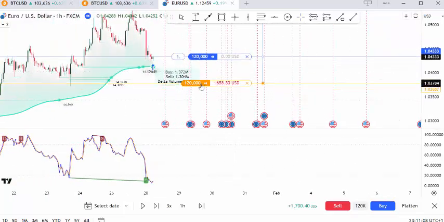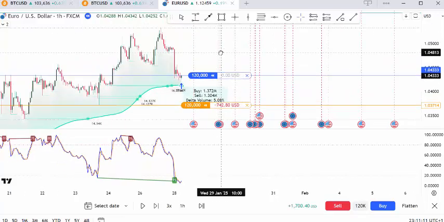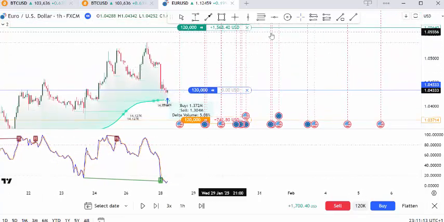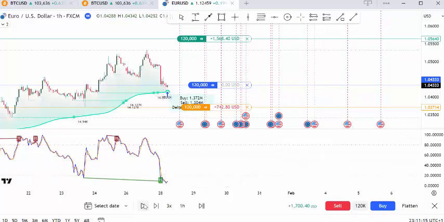So my stop loss is going to be 7. Okay, I think it's fair. Okay, 156. Yeah. So let's watch and see.